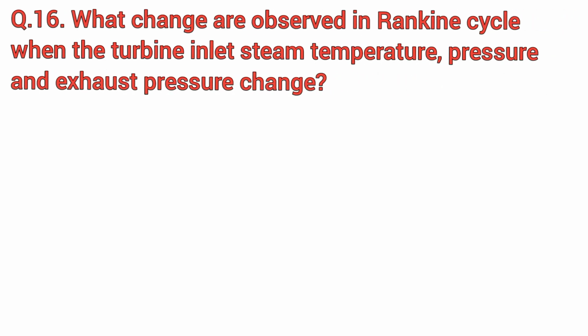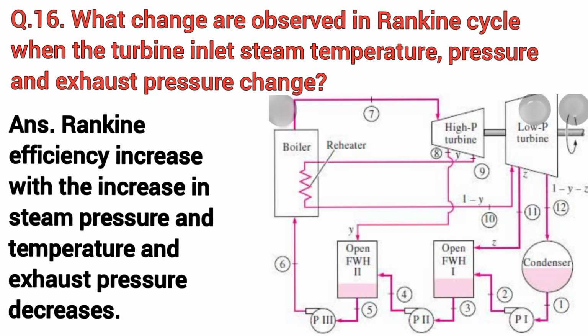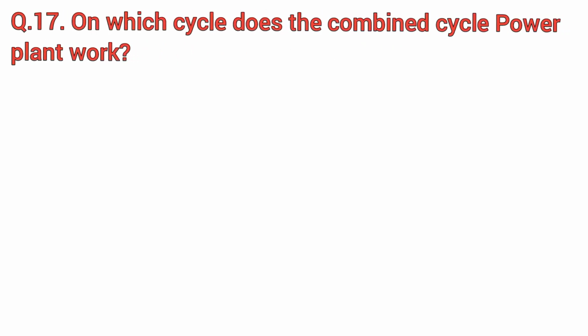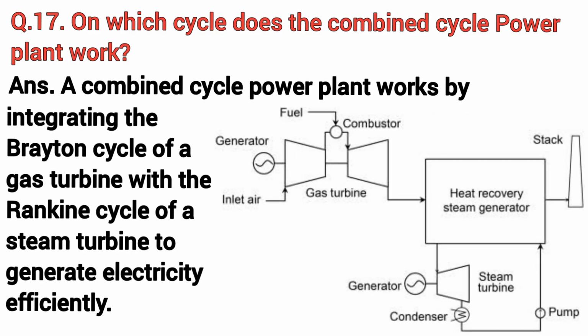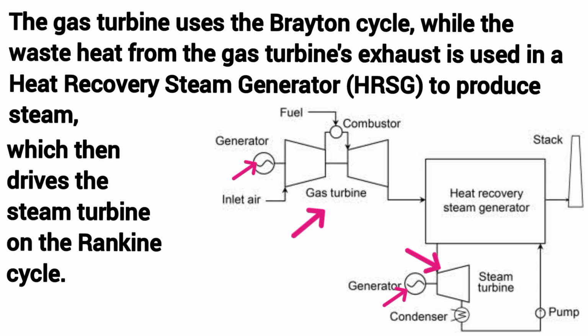What changes are observed in the Rankine cycle when the turbine inlet steam temperature, pressure and exhaust pressure change? Rankine efficiency increases with the increase in steam pressure and temperature and as exhaust pressure decreases. On which cycle does the combined cycle power plant work? A combined cycle power plant works by integrating the Brayton cycle of a gas turbine with the Rankine cycle of a steam turbine to generate electricity efficiently. The gas turbine uses the Brayton cycle, while the waste heat from the gas turbine's exhaust is used in a heat recovery steam generator (HRSG) to produce steam, which then drives the steam turbine on the Rankine cycle.